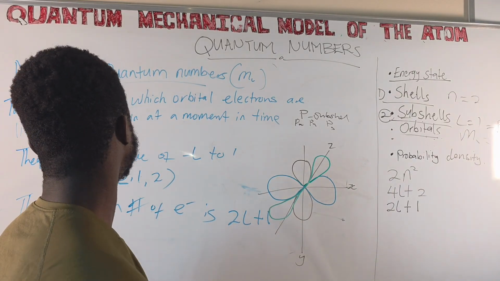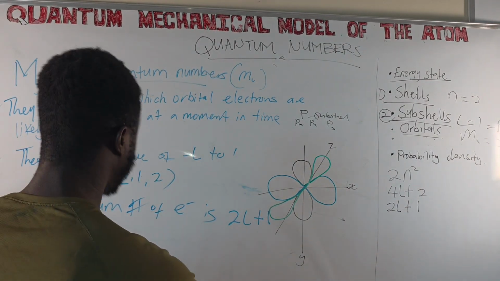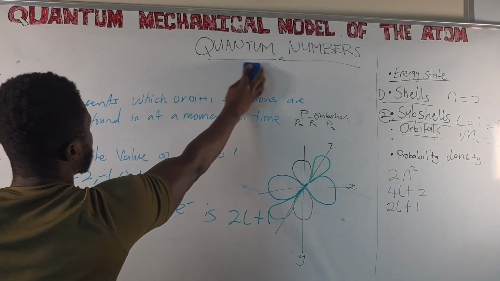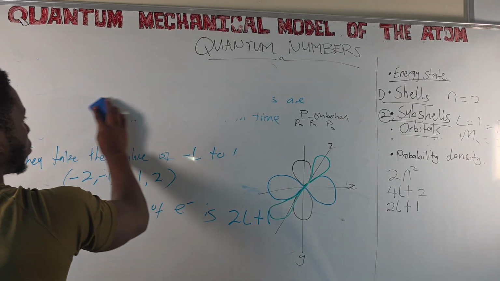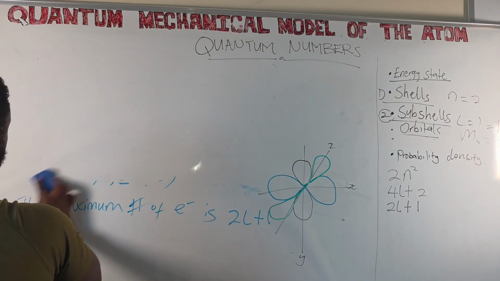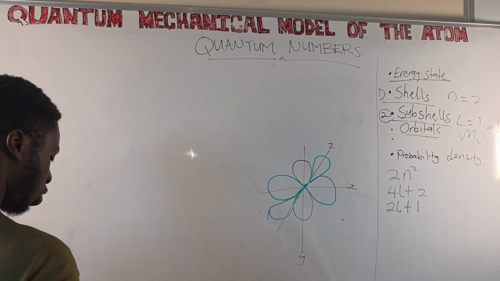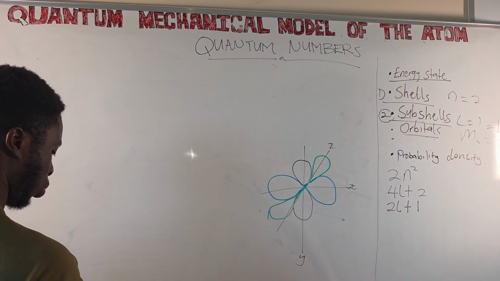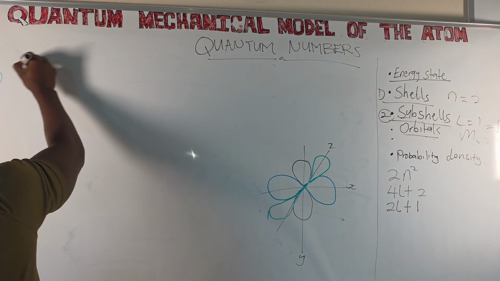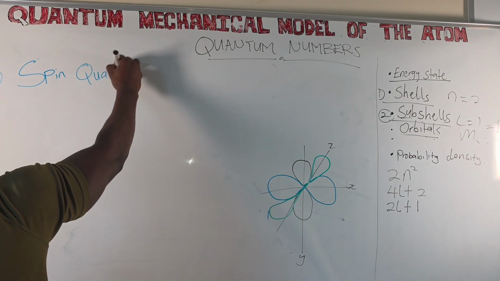So that is all about the magnetic quantum numbers. Let's move on to the last quantum number. The last quantum number is called the spin quantum number.